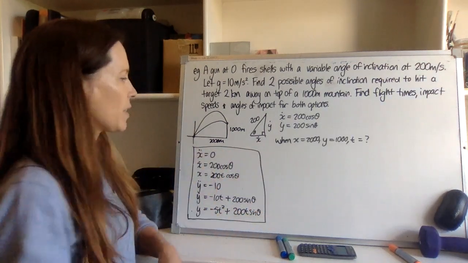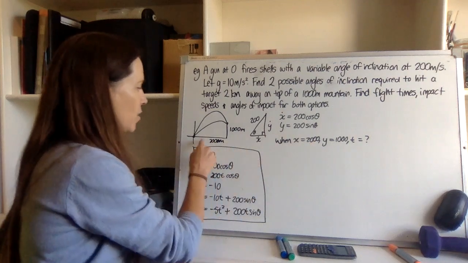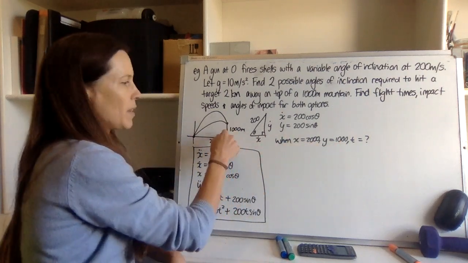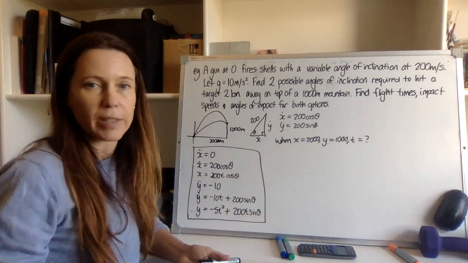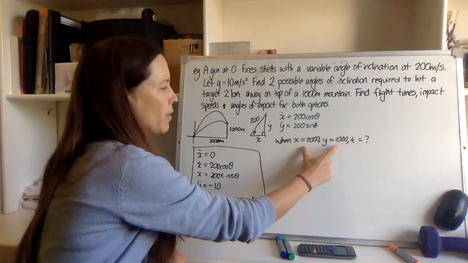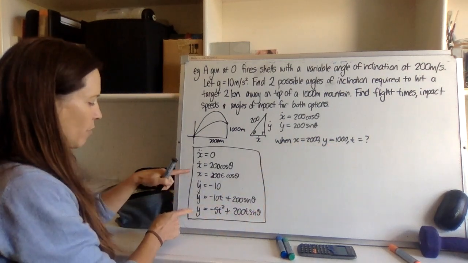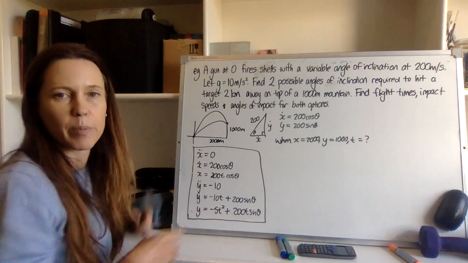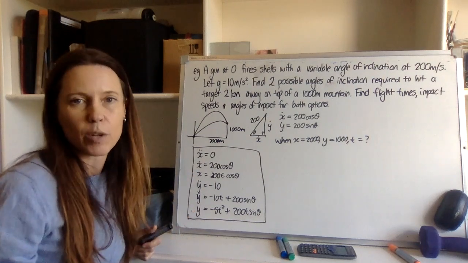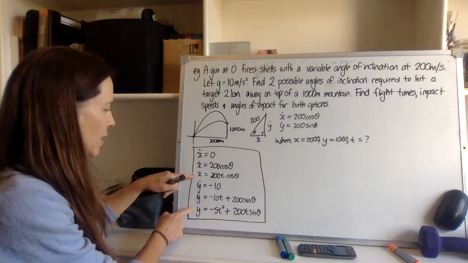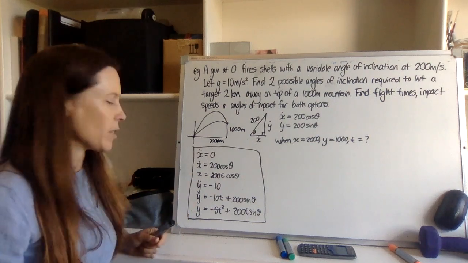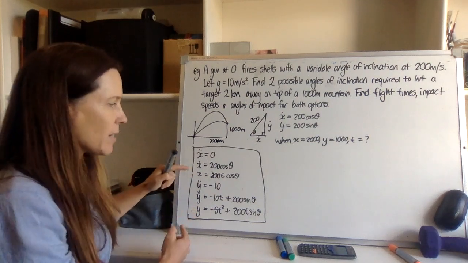Now I'm going to start by saying we know that when x is 2000 and y is 1000, we want to find what t is. Now we can't directly relate these together because they've got different formulae. So this is a little bit like when we were in year 11 solving parametric equations. t is the parameter here. Now there's a couple of ways that you can do this. We're effectively solving them simultaneously.